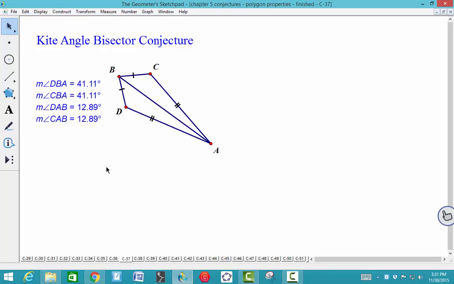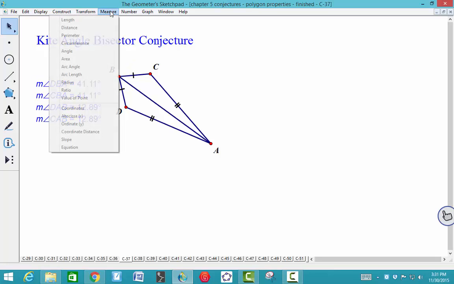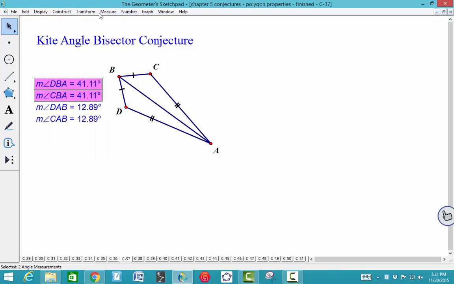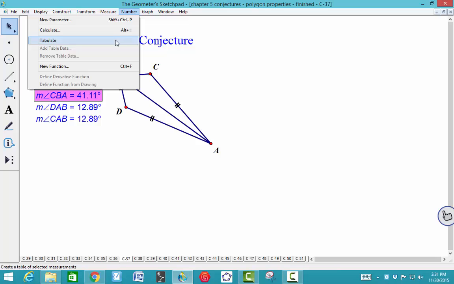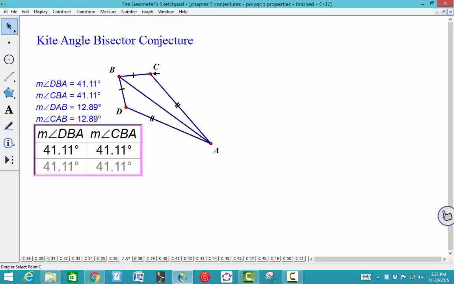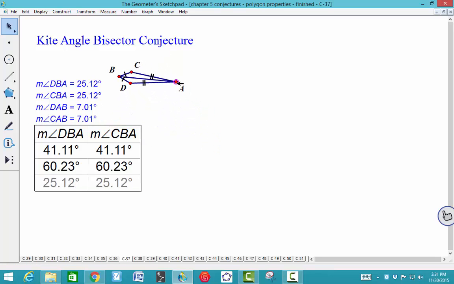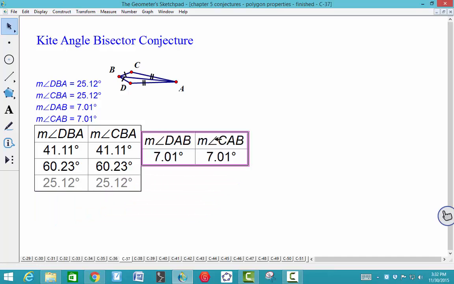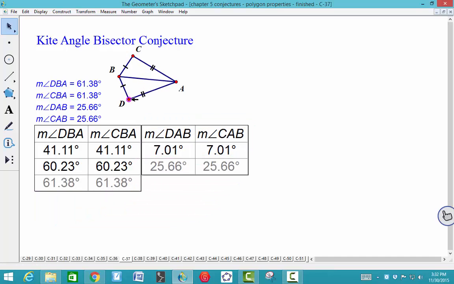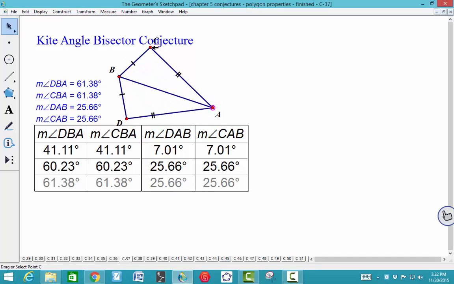What are we up to? Conjecture number 37. The vertex angles of a kite are bisected by a diagonal. So here are my two vertex angles. I've already drawn the diagonal to show that they are bisected. And let's just show that this is the case no matter the shape of the kite. So let's go ahead and put these into a table. Number, tabulate, and again I can add some rows here. And you can see as this changes, those will always stay bisected. I can also measure the other vertex angle, number, tabulate, and also show that as this changes, those angles always stay bisected.